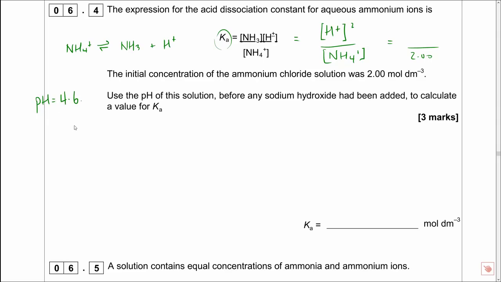I would write this stuff down, like I've done here. See, there's nothing wrong with this at all. I'm not showing any working. I could have used this space, but I want to use this for my working.